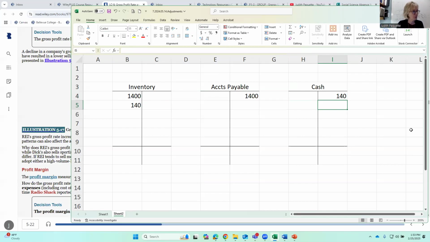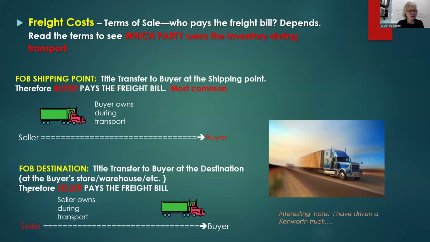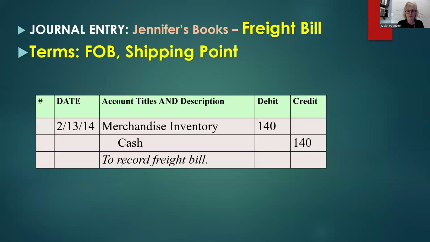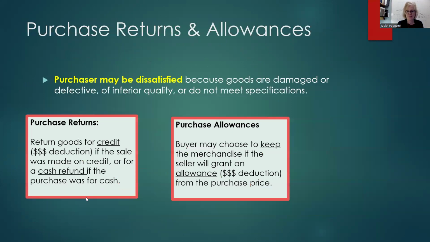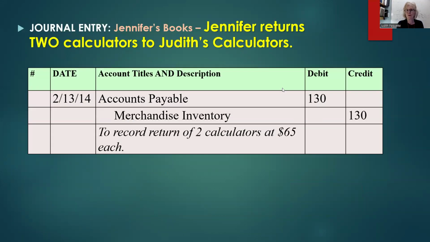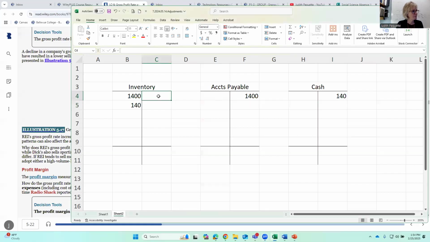Okay, so let's go back to the PowerPoint real quick. Okay, here we go. So we had the freight bill, and now we're going to book that return of $130. So we're going to share that screen back to my T accounts. So I'm returning. I'm going to debit accounts payable of $130 and credit inventory. I'm reducing inventory. Okay.